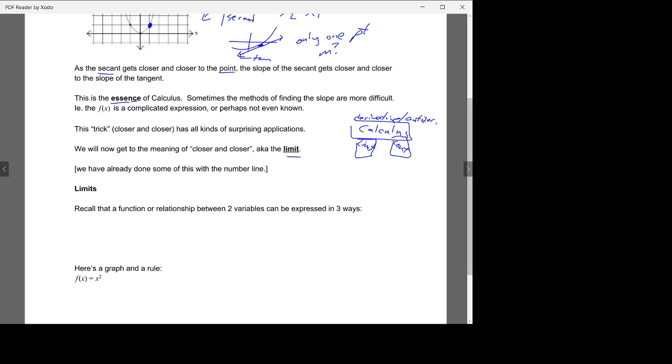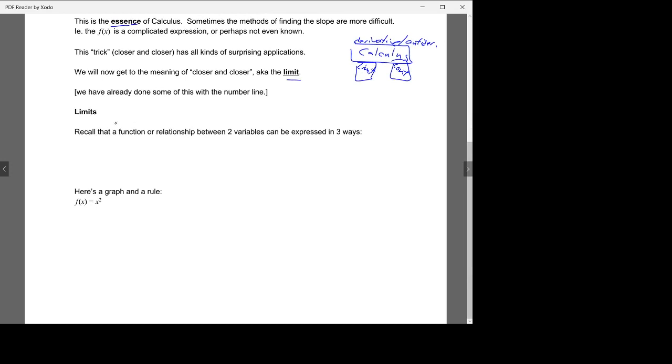So limits. Let's think about functions. If you have a function or any relationship between two variables, you can have a rule, a chart, and a graph. Those are three different ways to represent it. So you might have y equals x squared. You might make a little table with x and y and put some values in there: 1, 4, 9. Then you could use the rule to fill that in, and then maybe draw the graph, which in this case is y equals x squared.